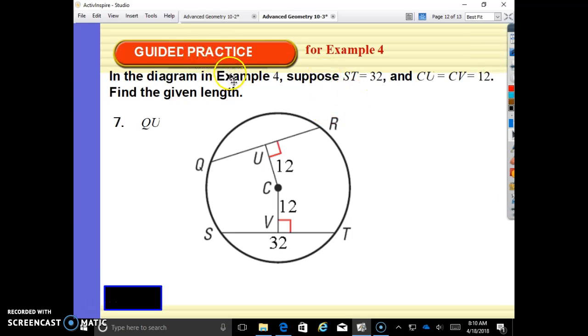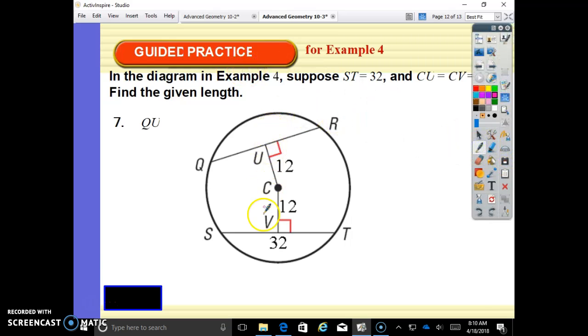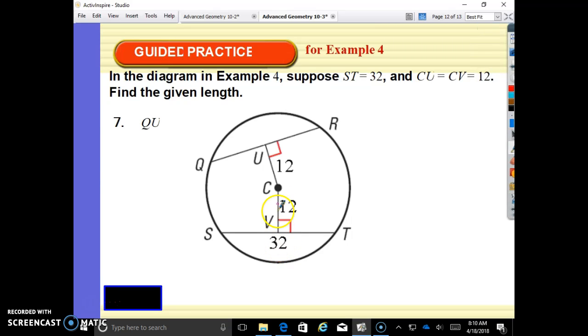In the diagram in example 4, suppose ST is 32. Okay? And CU and CV are both 12. What is QU? 16. It is 16. Because this is going to bisect it into 2 equal parts. Good job.